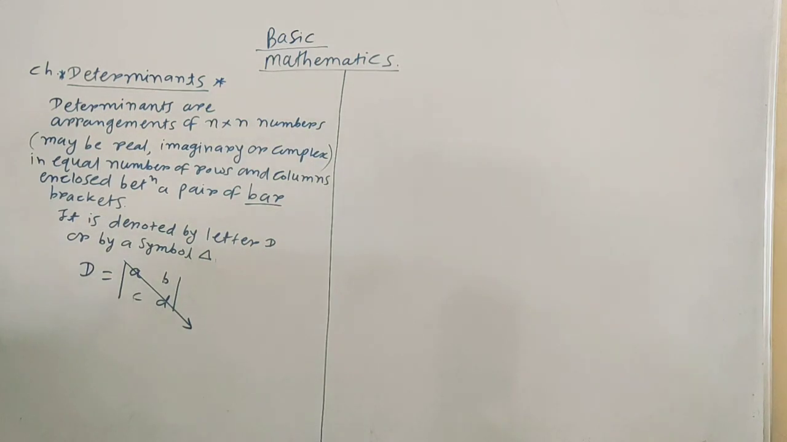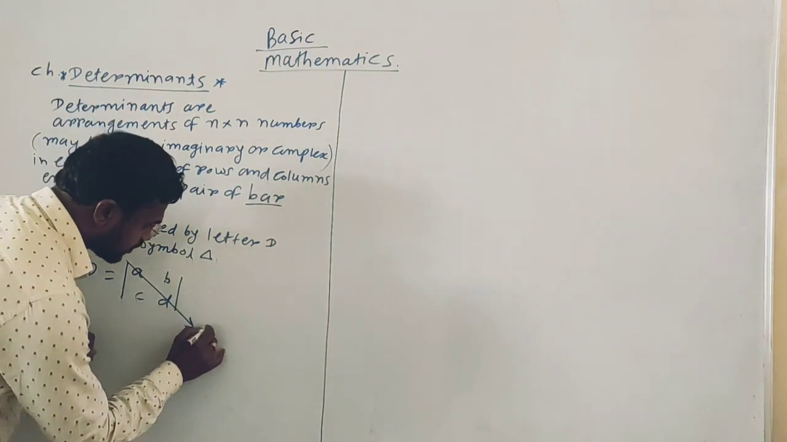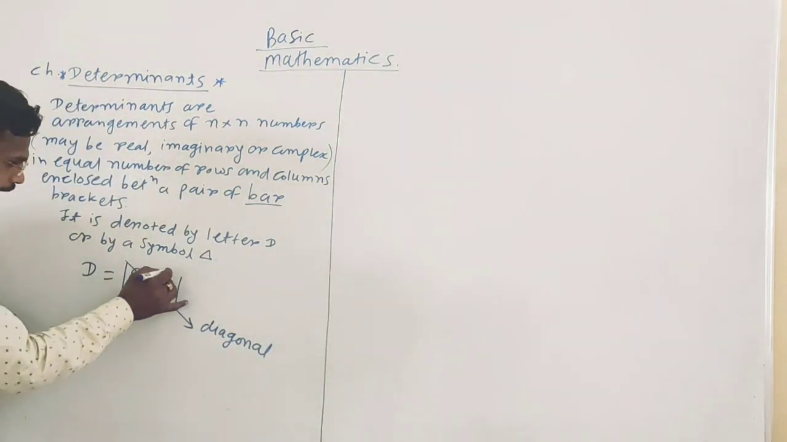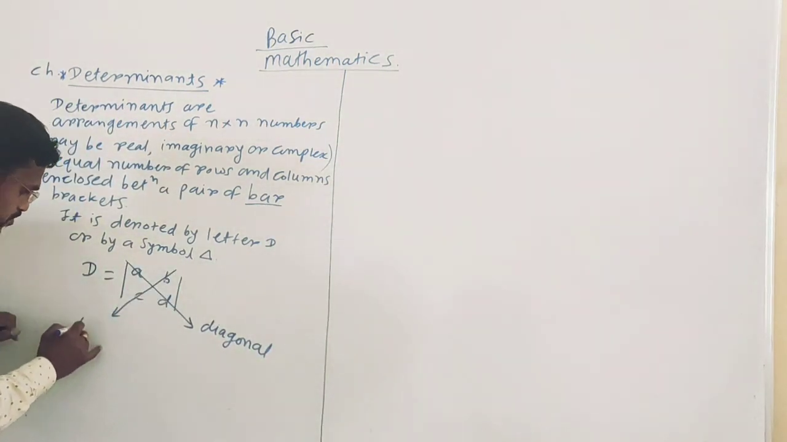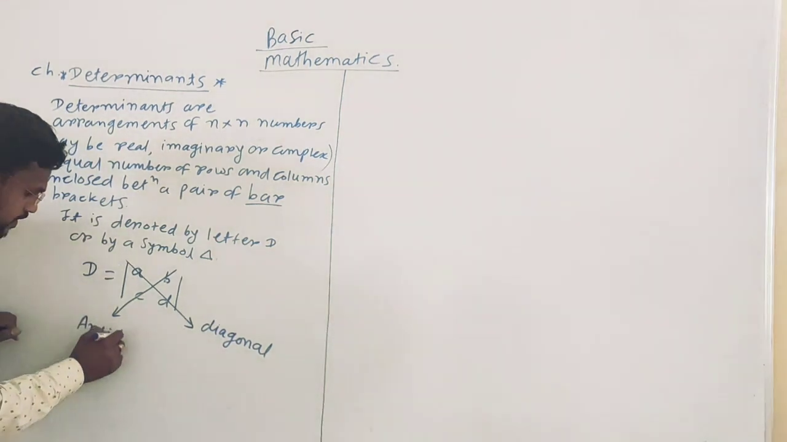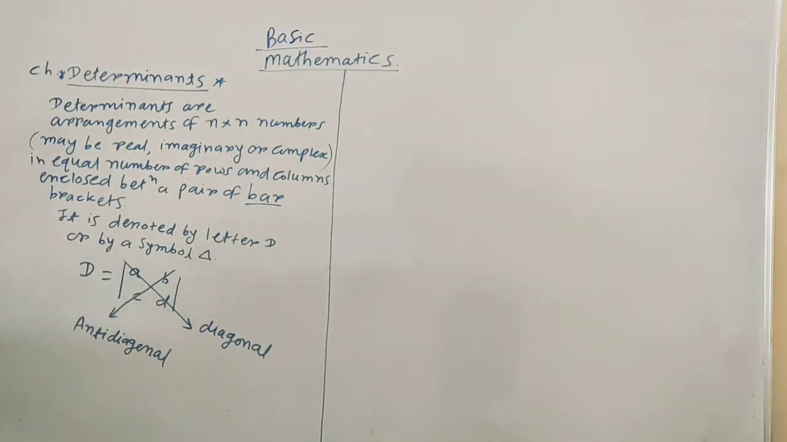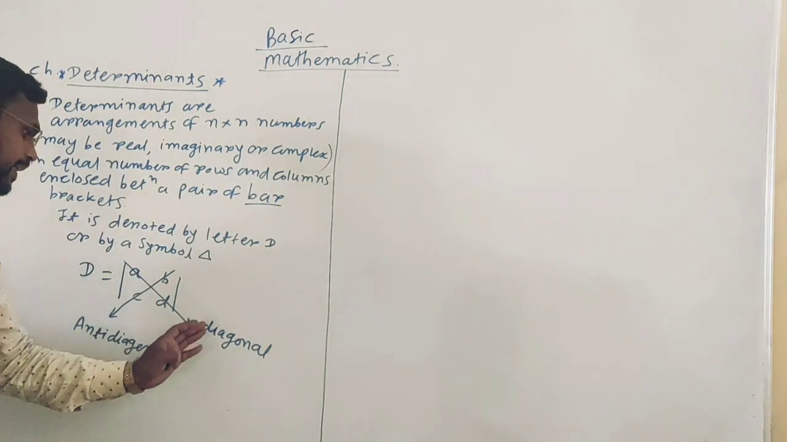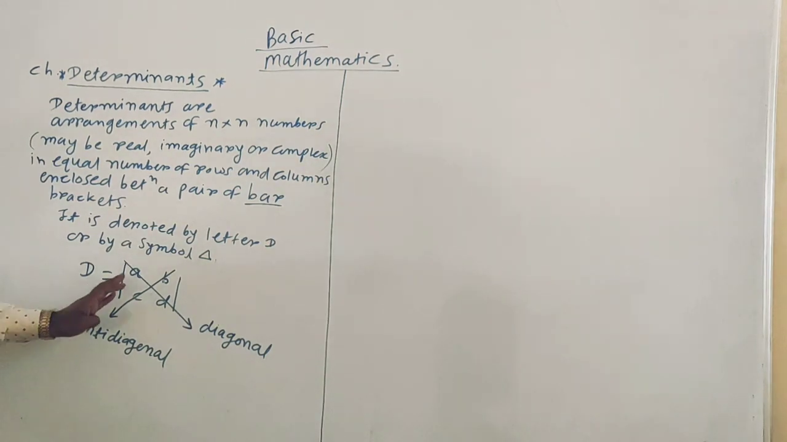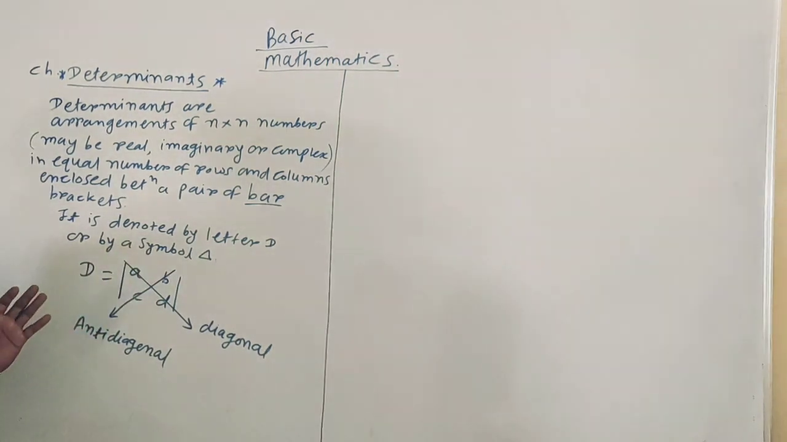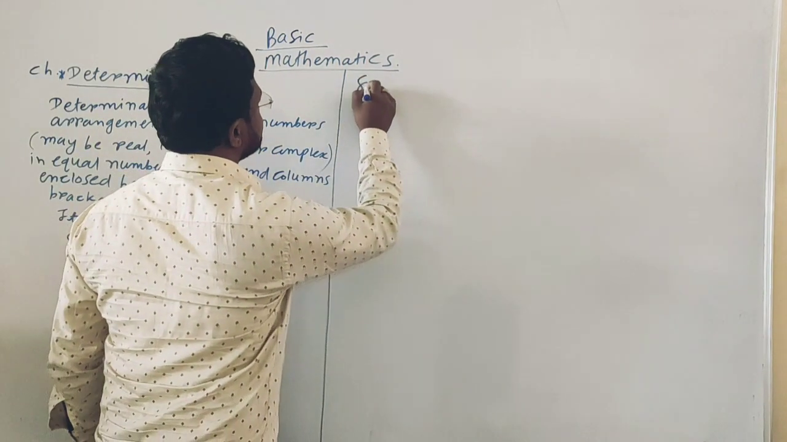This is known as the diagonal. This is known as the anti-diagonal. A and D form the diagonal, and B and C form the anti-diagonal. Here is the AD diagonal, here is the anti-diagonal. D equal to AB, CD.